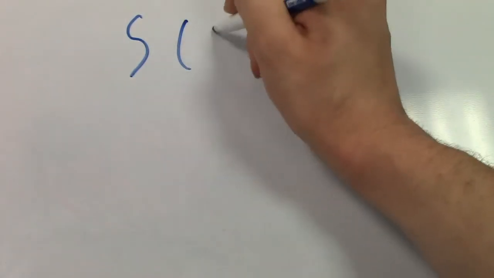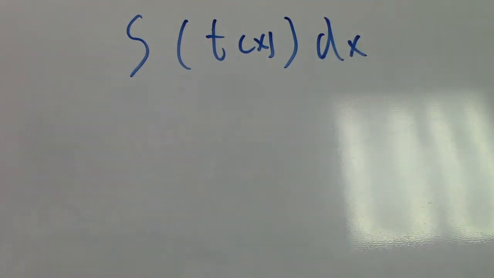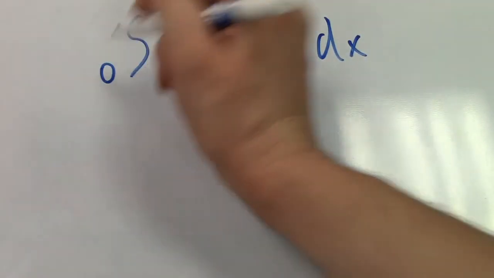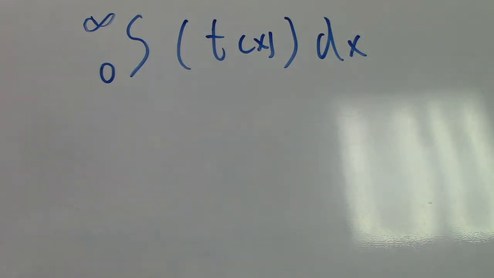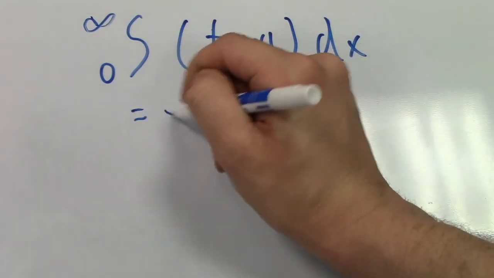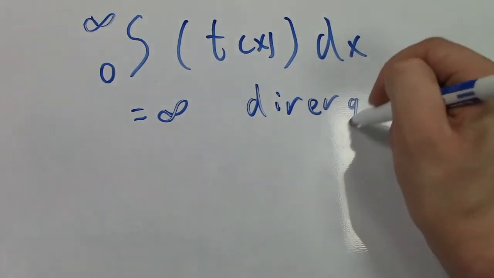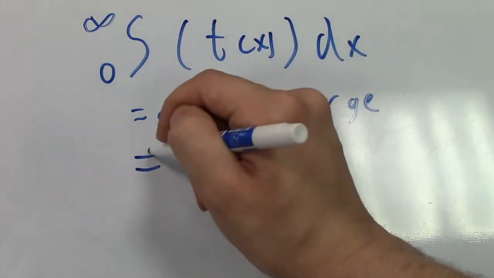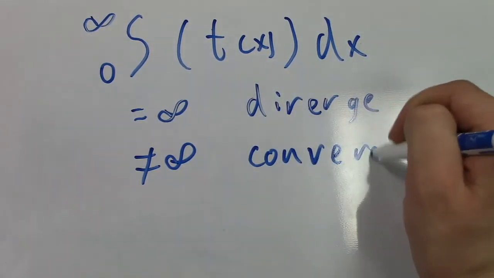Now, for the integral test, what we do is we take the integral of the function we're testing, t of x, with respect to x, and then you go from your starting point of your series, which in the case of power series is 0, and you go from there to infinity. Now, if when you take the integral, your answer turns out to be infinity, then the series diverges. However, if your answer is not infinity, i.e. it's some finite number, then your series converges.